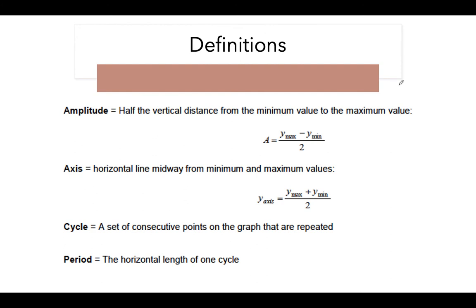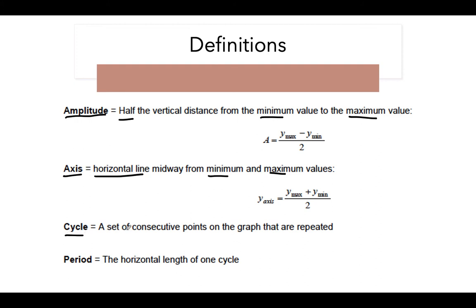Now, we're going to explore some of the properties of sinusoidal and tangent. For amplitude, amplitude is half of the vertical distance from the minimum to the maximum value. So if you are inclined to know the formula, amplitude is the maximum minus the minimum value divided by 2. Axis, the equation of axis, is the horizontal line that is right in the middle between the minimum and the maximum. So instead of subtracting, you will be adding it and dividing it by 2 because you're looking for right in the middle line, the center line.